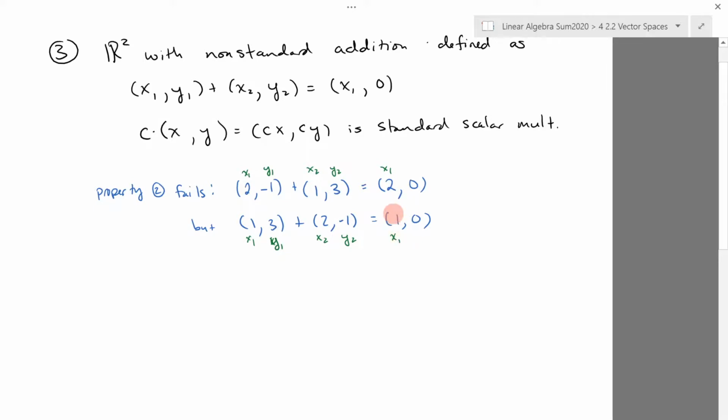So you can see that when I add it one way versus another way, I don't get the same result. And so these are not the same. And so property 2 fails.